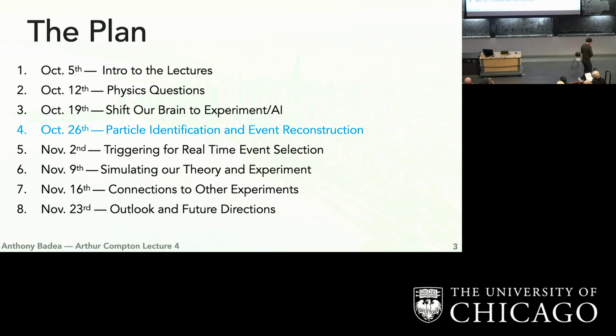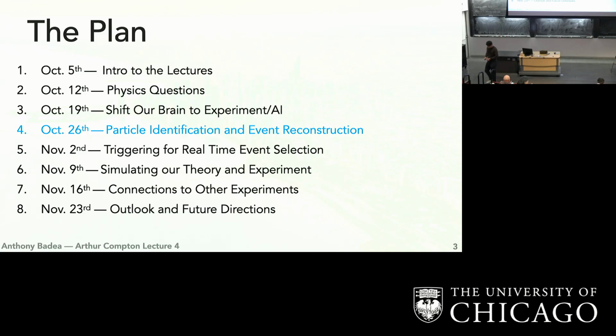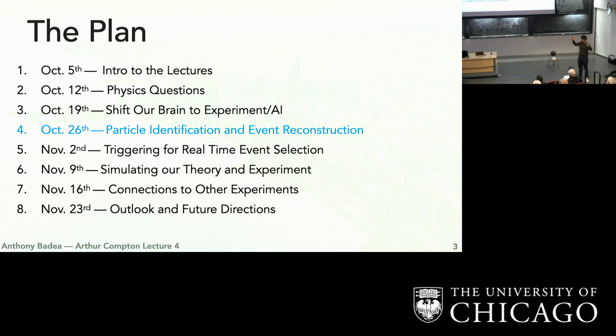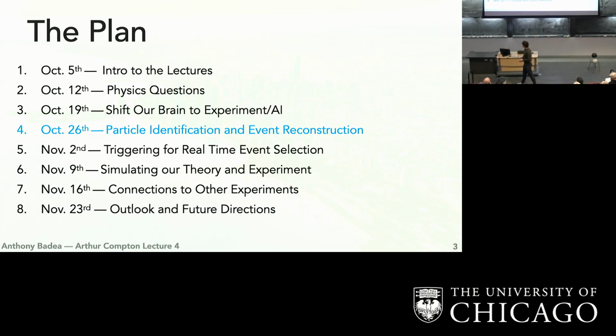So today the plan is to go over some particle identification. So this is going to be the first lecture where we talk about an AI tool. We're going to talk about identifying particles and reconstructing events, and we'll go over more of what this means. And this is building on what we did previous times, where we gave an intro to the lecture series, talking about particle collisions generically. We talked about big physics questions ranging from the nature of dark matter to the nature of the Higgs boson. And then last time we shifted our brain from these big questions to the experiment and to AI. And so this time we're going to take the next step and actually walk through an example of something we do every day on the ground.